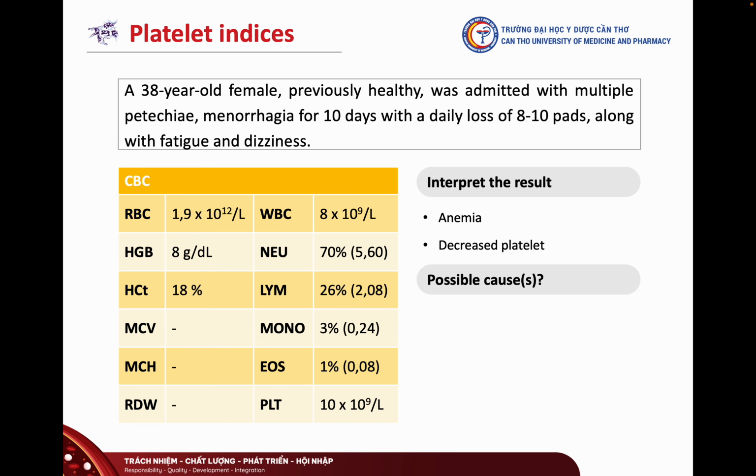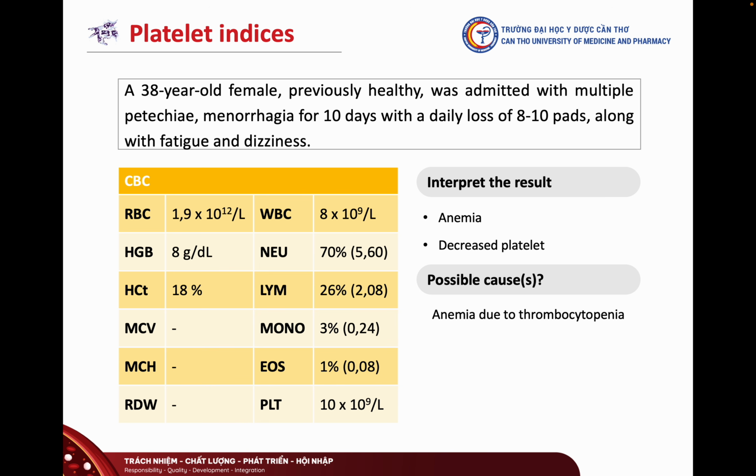What could be the cause? In this case, the history gives us a big clue. The patient had a prolonged menorrhagia, and the platelets are extremely low, which could lead to ongoing bleeding and worsening anemia. So the anemia is likely secondary to the blood loss caused by the severe thrombocytopenia.